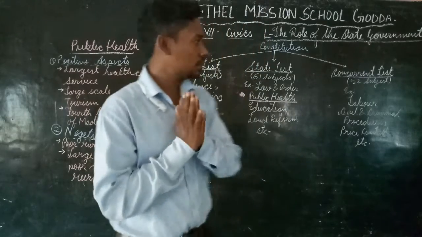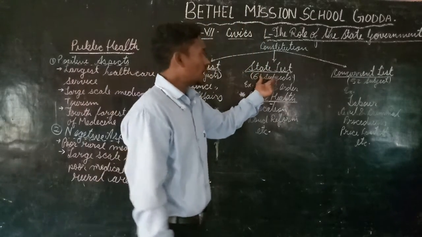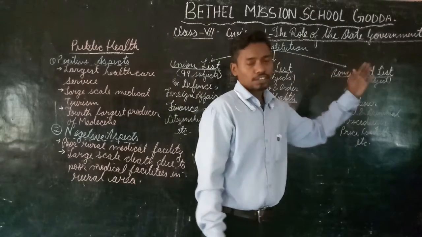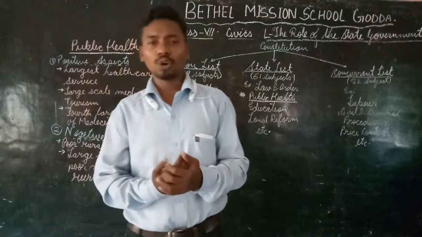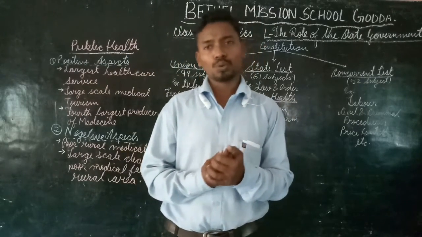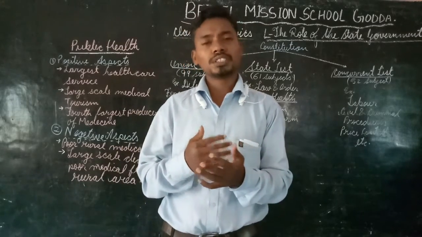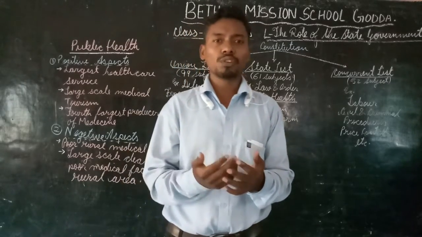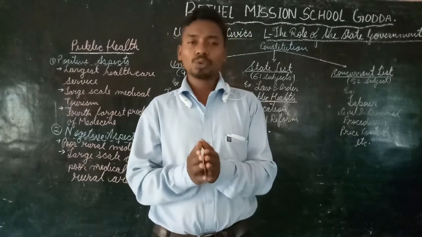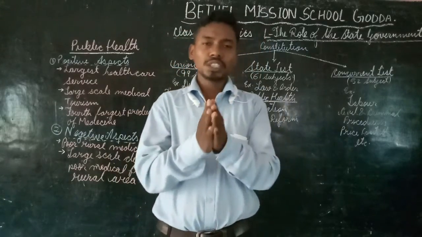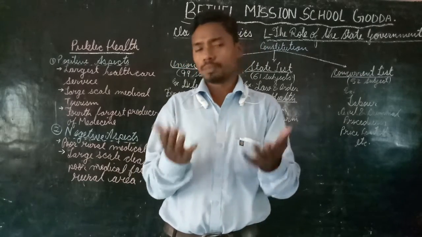So all the different types of functions that a government does have been divided into 3 categories. The first one is the union list, the second one is the state list, and the third one is the concurrent list. There are so many varieties of work that a government has to do. It is not possible for any government, either central or state, to perform all the different types of functions. So what is done? The work has to be divided into 2 parts or maybe 3 parts.